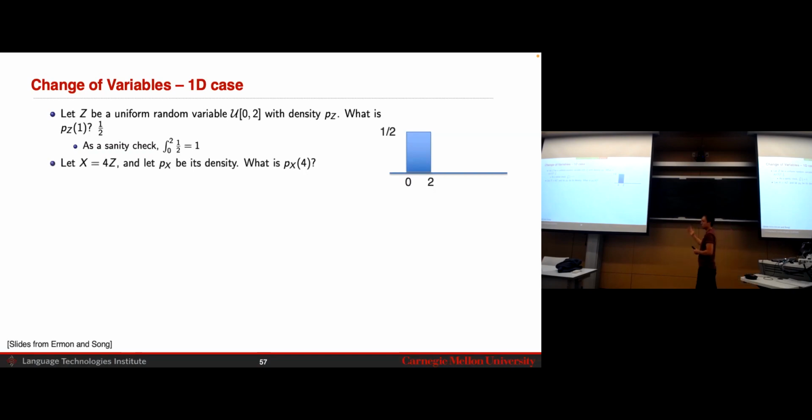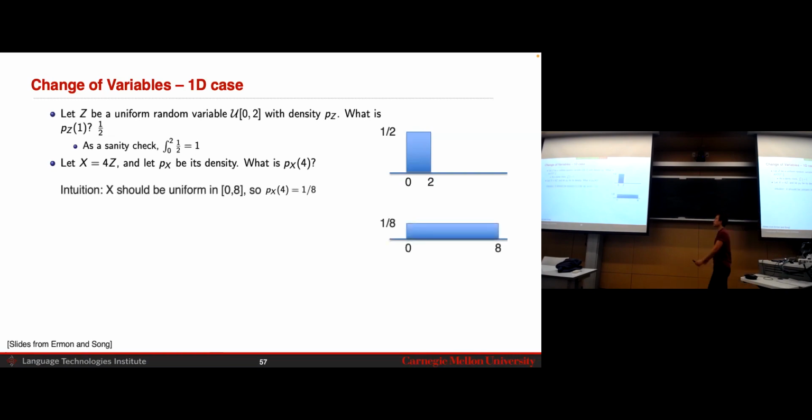If I transform, and we're going to talk about these transformations, because the whole idea is to transform from simple distributions to more complex distributions and backwards. So if I transform my z, which is my uniform between 0 and 2, by multiplying it by 4, and let's call that x, what's the density of x?